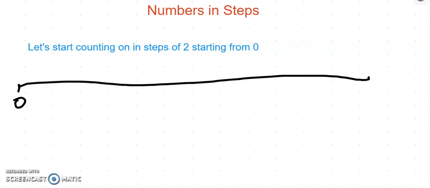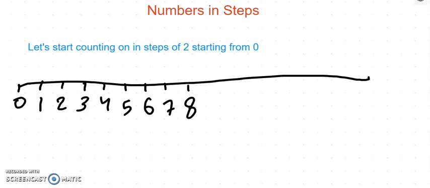Here's 0. Here is 1, 2, 3, 4, 5, 6. This is called a number line.